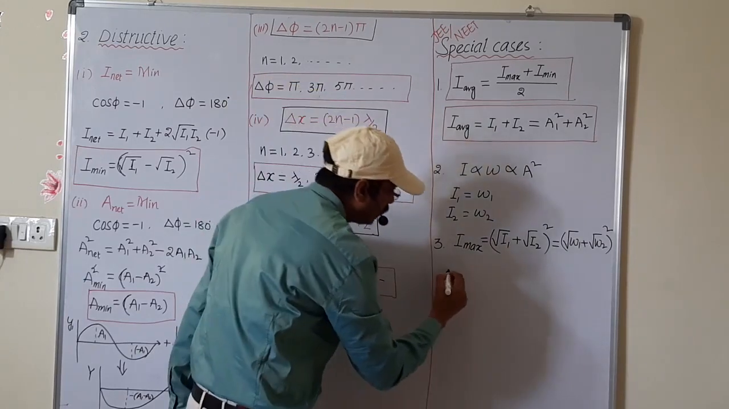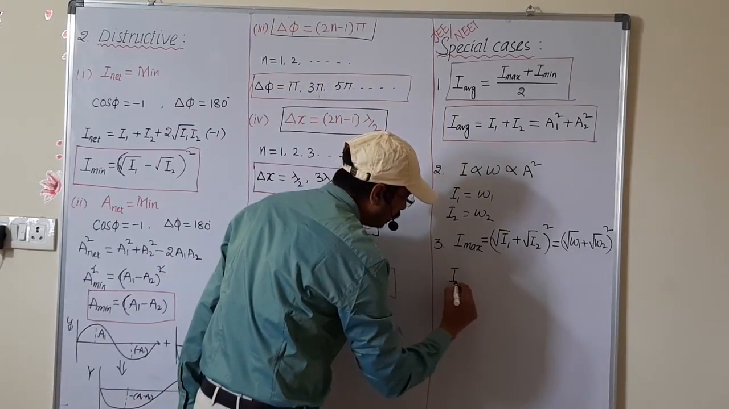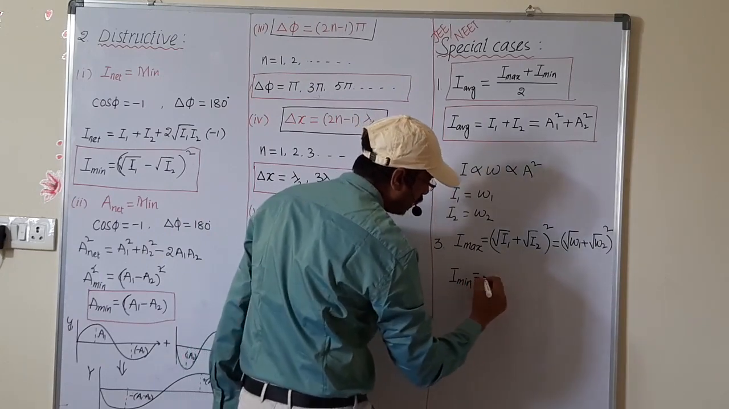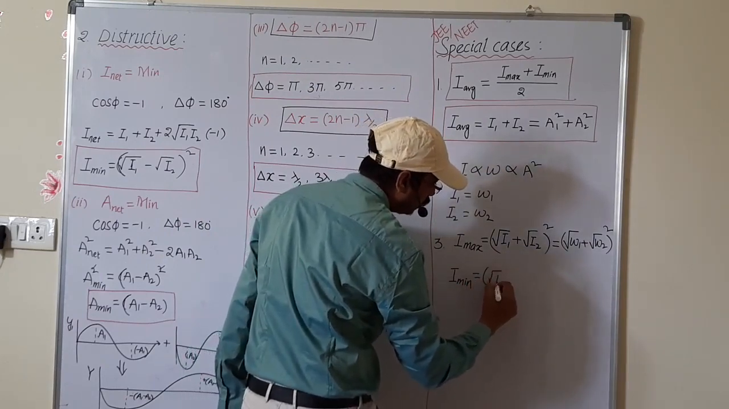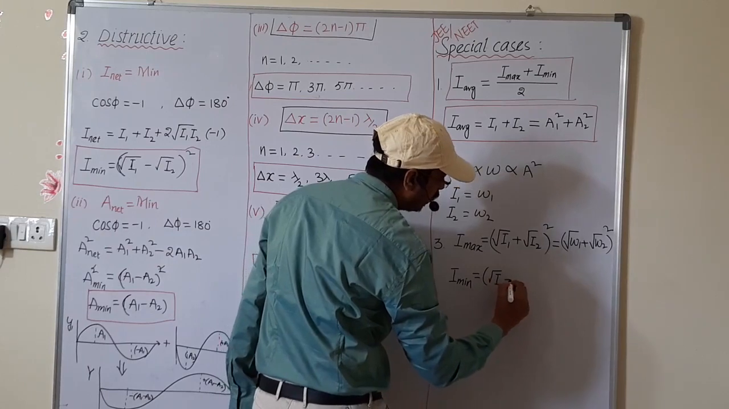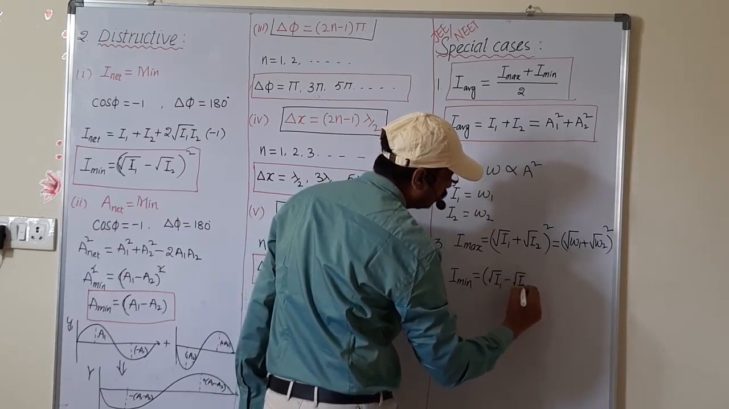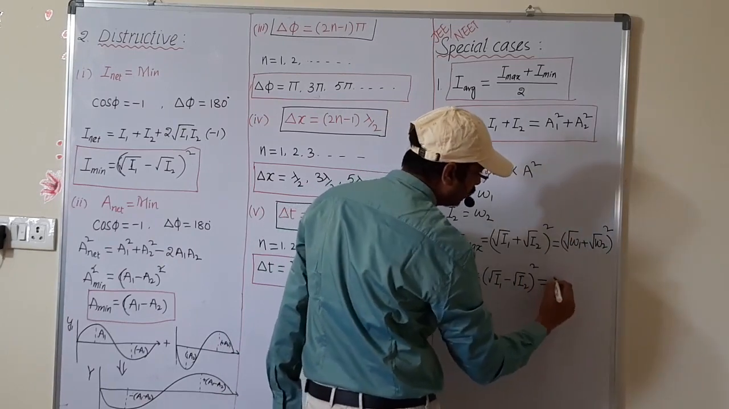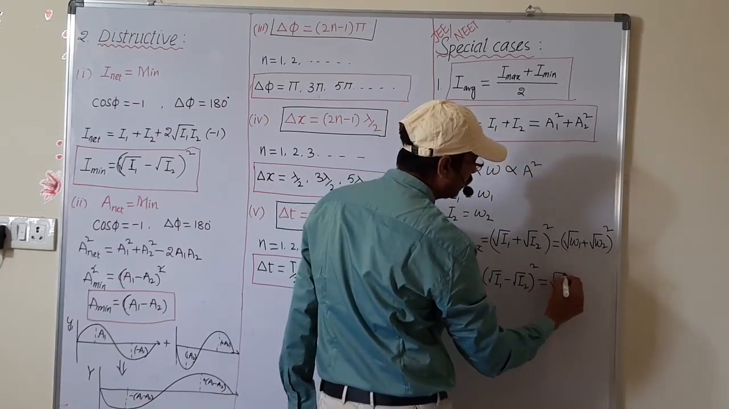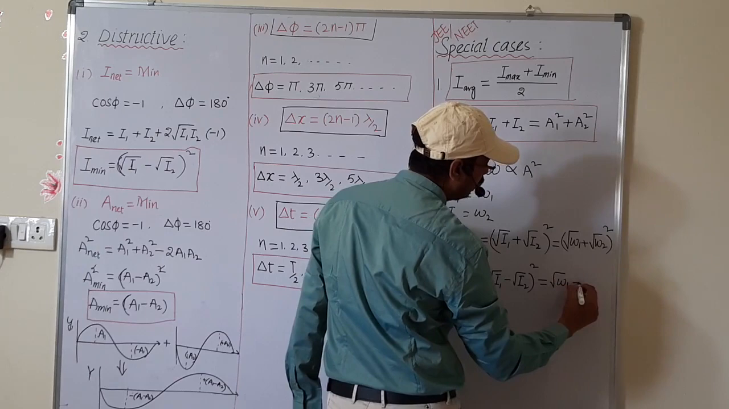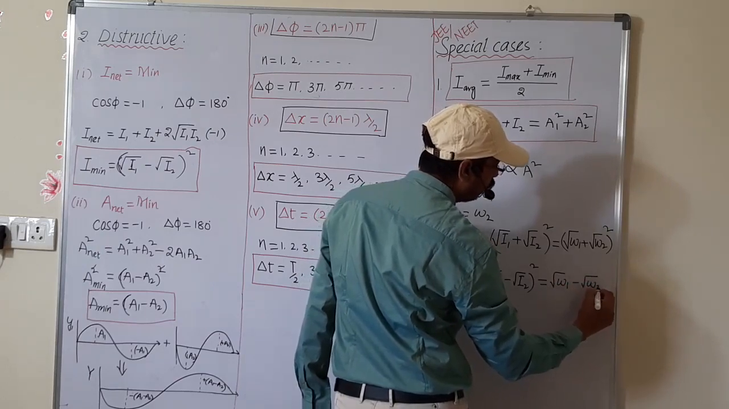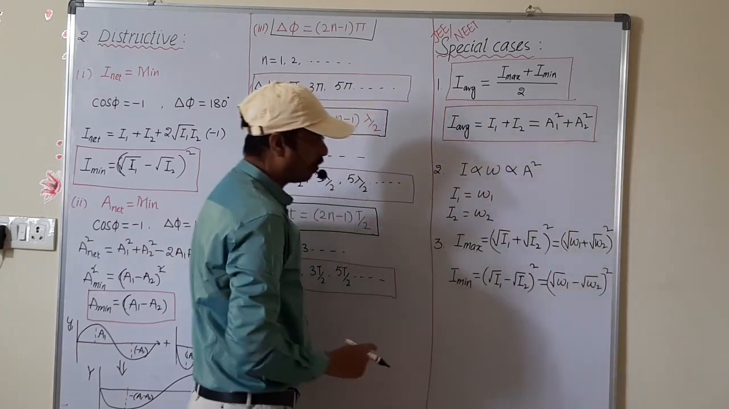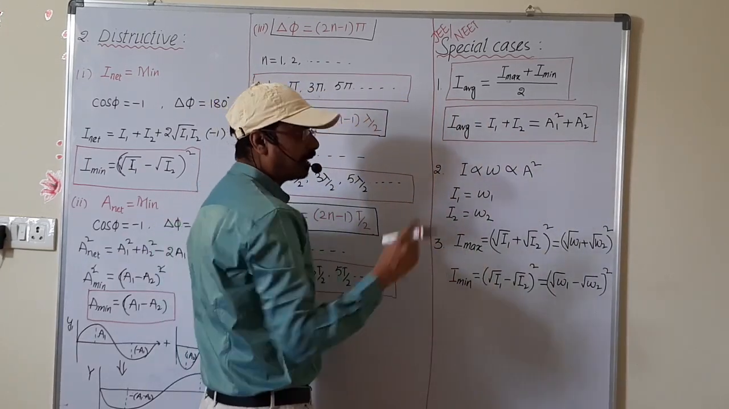Okay, and the minimum, if I write I minimum, this value we can write as root I1 minus root I2 whole square. This value we can also write in terms of slit width, root omega 1 minus root omega 2 whole square. Okay, these are the given minimum and maximum values.